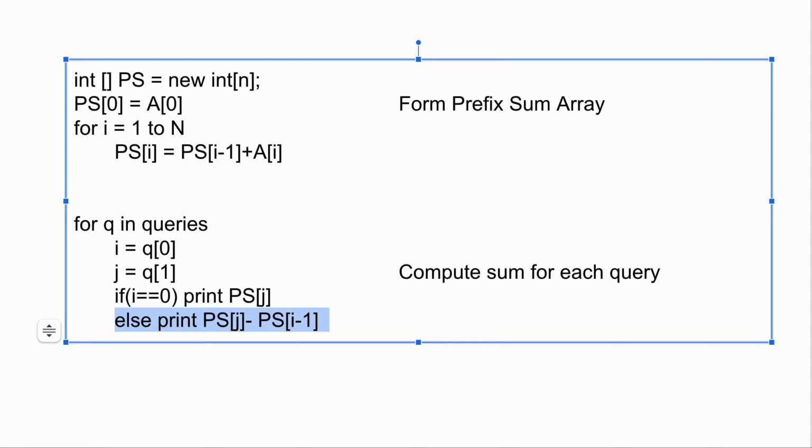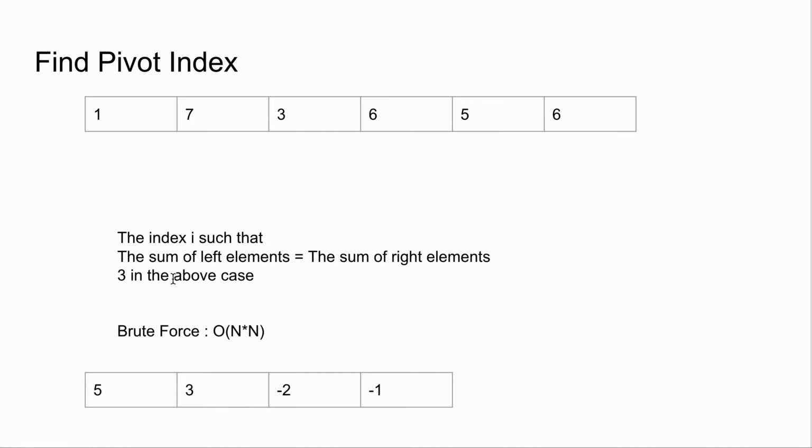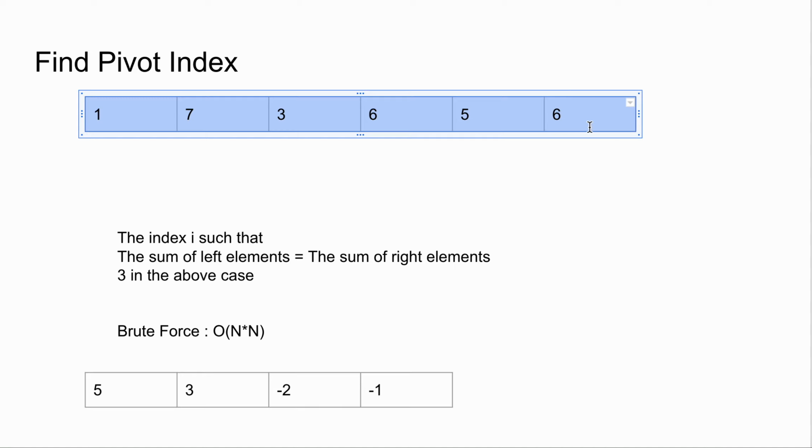Let's go into the second problem. In this question, you are given an array and you have to find the pivot index. What is a pivot index? Pivot index is an index such that the sum of the elements strictly on the left side is equal to the sum of the elements strictly on the right side.